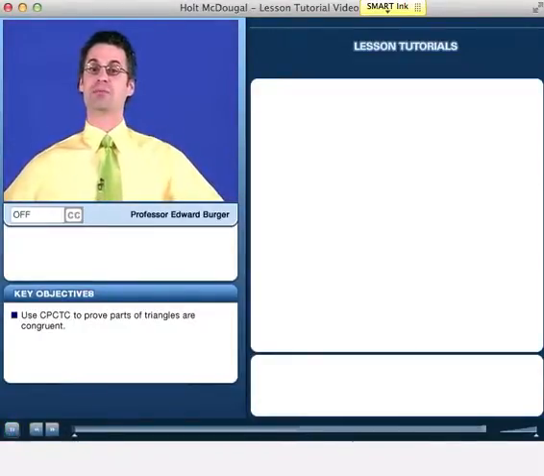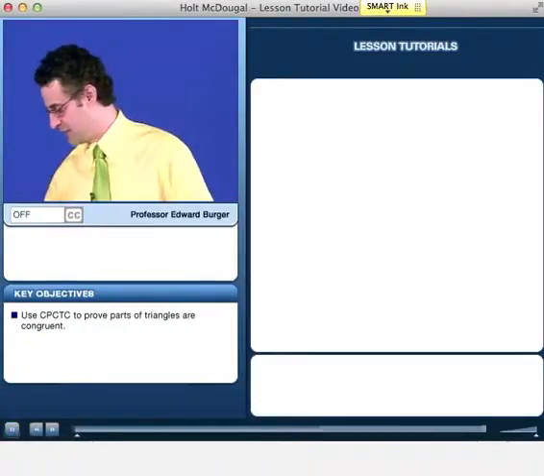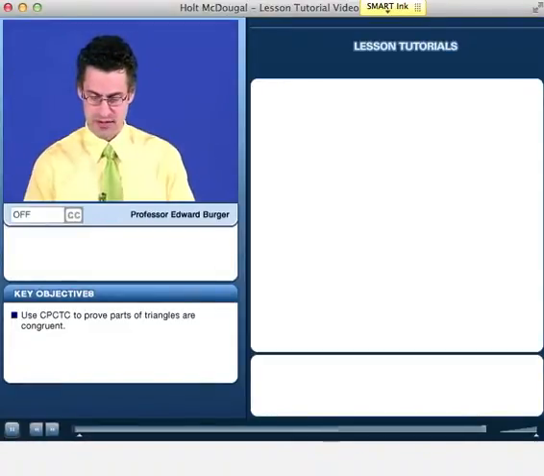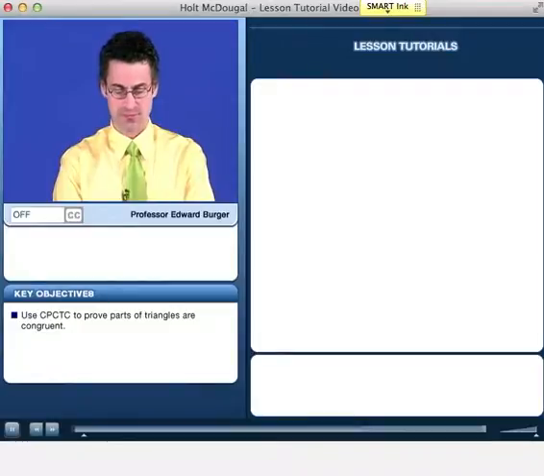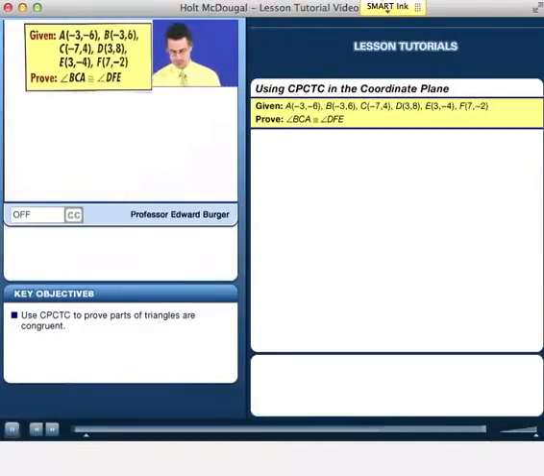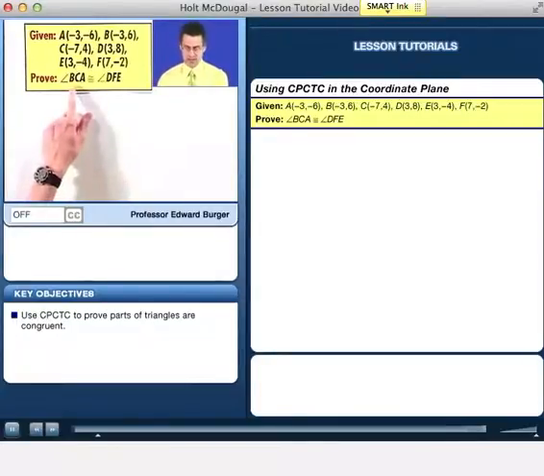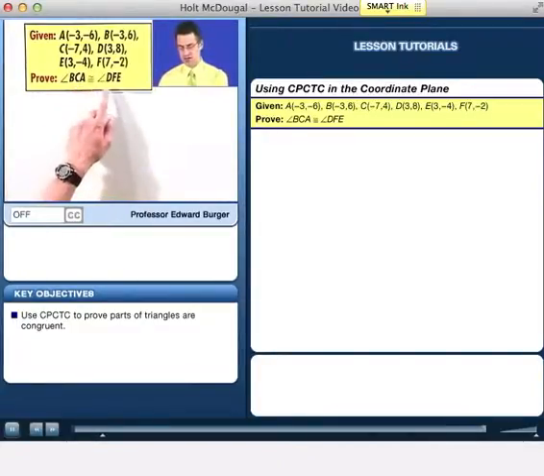All right, now let's have some fun in the coordinate plane and see if we can use the ideas of congruent triangles to actually resolve this question. So we have lots of givens here. I'm given a whole bunch of points. So here are the coordinates, A, B, C, D, E, and F. And I want to take a look at these angles. I want to take a look at the angle BCA and show that it's congruent to angle DFE.